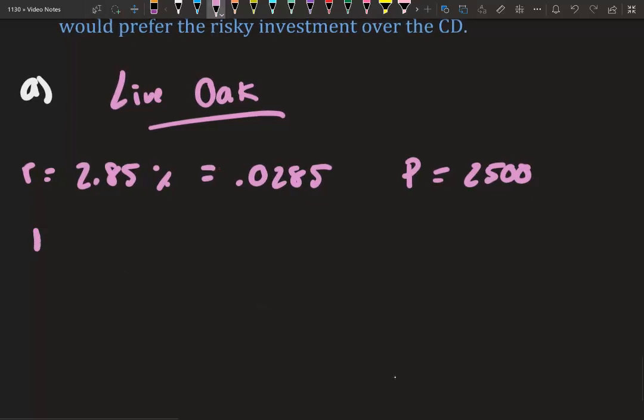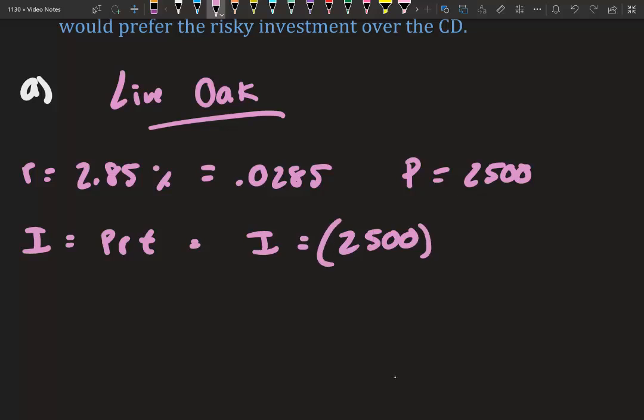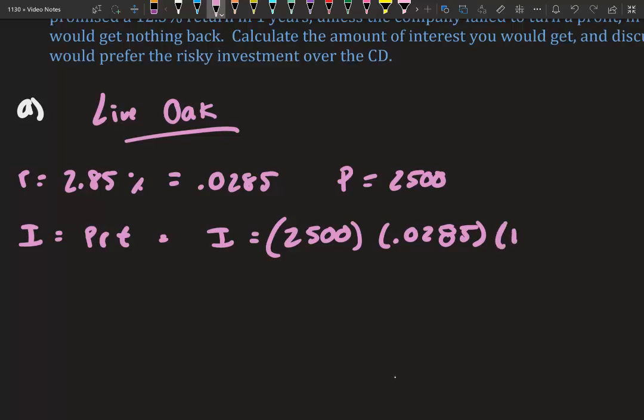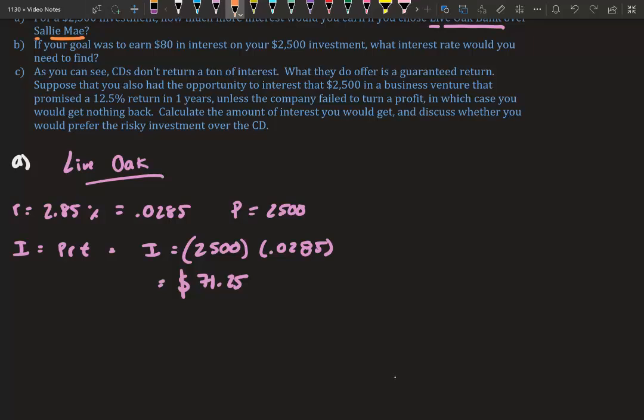So we're going to be using I equals PRT. So we have I equals our principal, which is 2,500, times our R, which is 0.0285. You can put in the T as 1, but it doesn't matter. It doesn't change anything, so we don't actually need to put anything. When we plug that in, we get 71.25. So if you go to Live Oak, you're earning $71.25 every year. Let's talk about Sallie Mae.